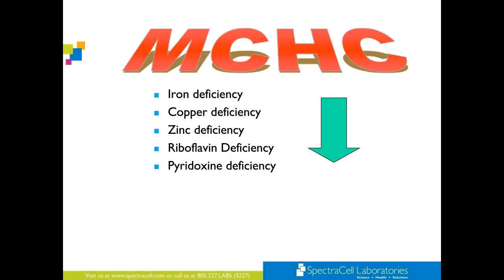MCHC, of course, is the concentration of the hemoglobin. And as we look at this, this is how we get the color. So as we all know, when we hear microcytic, hypochromic, we know microcytic is determined by a low MCV, and hypochromic is determined by a low MCHC. Going back to these nutrients, when we see that, you can see these are the nutrients that can cause a low MCHC. Same ones can cause a low MCV.